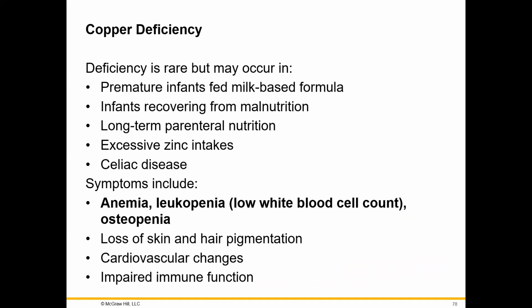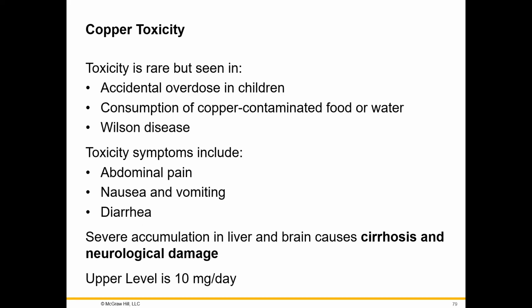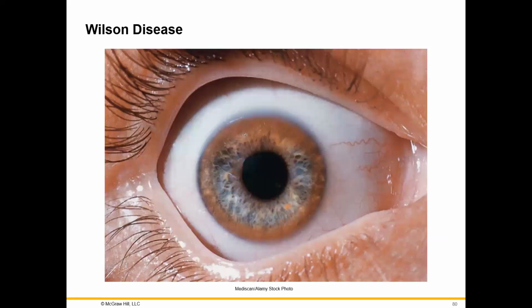Now, copper deficiency is rare, but it can occur, particularly in premature babies and malnourished infants, amongst the other things listed here. And what about toxicity? That's also rare, but it can be found, usually due to an accidental overdose in children or consumption of copper-contaminated items, and something called Wilson disease. Wilson disease is also known as hepatolenticular degeneration, and it's a rare genetic disorder that causes copper to build up in the body, particularly in the liver, brain, and eyes, and that can, of course, damage those organs.